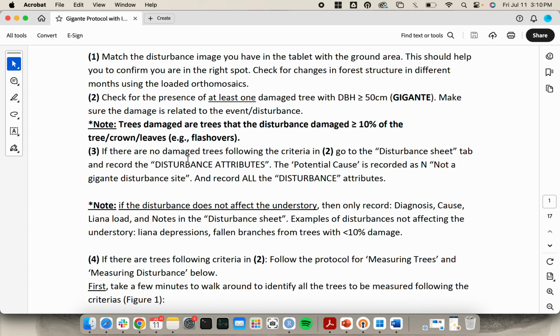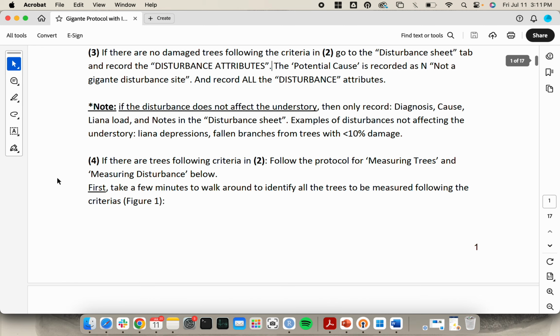Also, you might get to places where there are no gigante trees. So there are no damaged trees, or there are biomass trees but no gigante trees. Then you only have to fill out the disturbance sheet and the disturbance attribute. This is also in the iPad. And there is a note here. There might also be a case in which this disturbance does not really affect the understory. Then you only have to take this information again in the disturbance sheet.